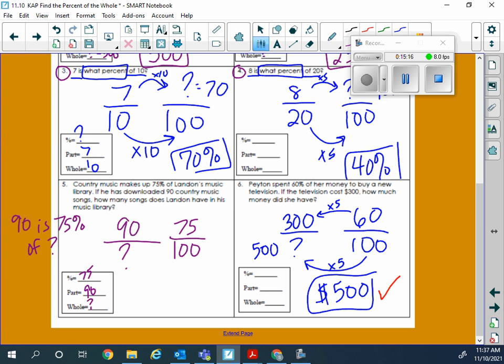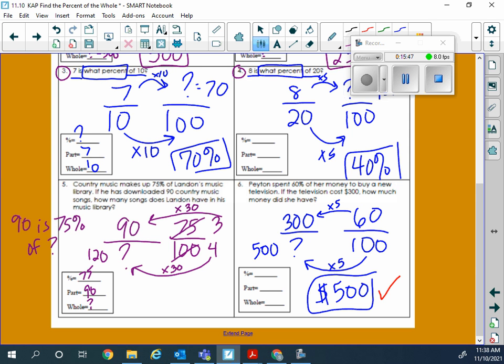Okay, so now, do you see an easy way to go within or between? No, right? So I would probably simplify this. What is 75 hundredths? 3/4. Now, do you see a way to go? How do you get from 3 to 90? Times, guys, don't just say 30. Times 30. So then you do the same thing to the bottom. Times 30, which would be 120.